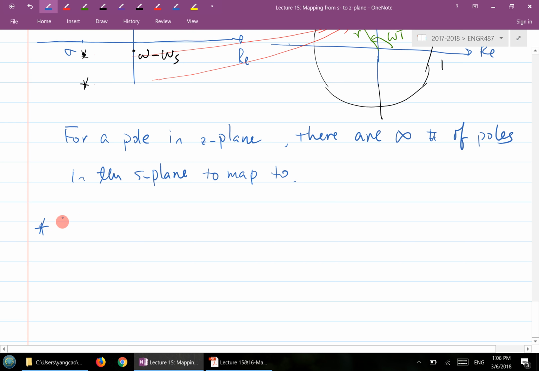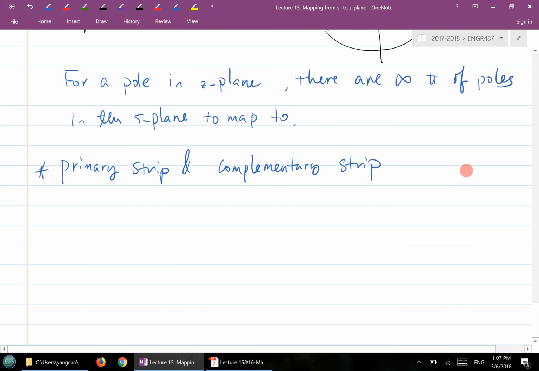So that gives us the concept of the so-called primary strip and complementary strip. Let me show you what that means in terms of the primary strip and complementary strip here.